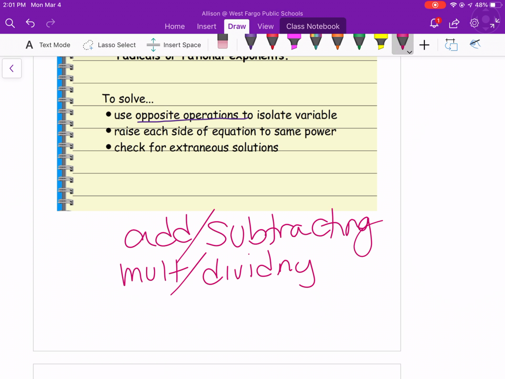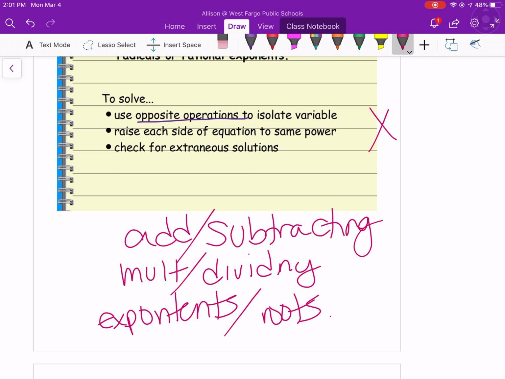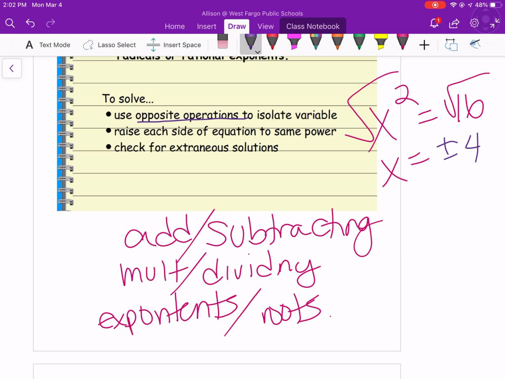And then the one that you're probably not as familiar with is exponents. And what's the inverse operation of exponents? That goes with roots. So if you have like x squared equals 16, you use the square root to solve for it. And anytime you take an even root, you do get two answers, like plus and minus 4.